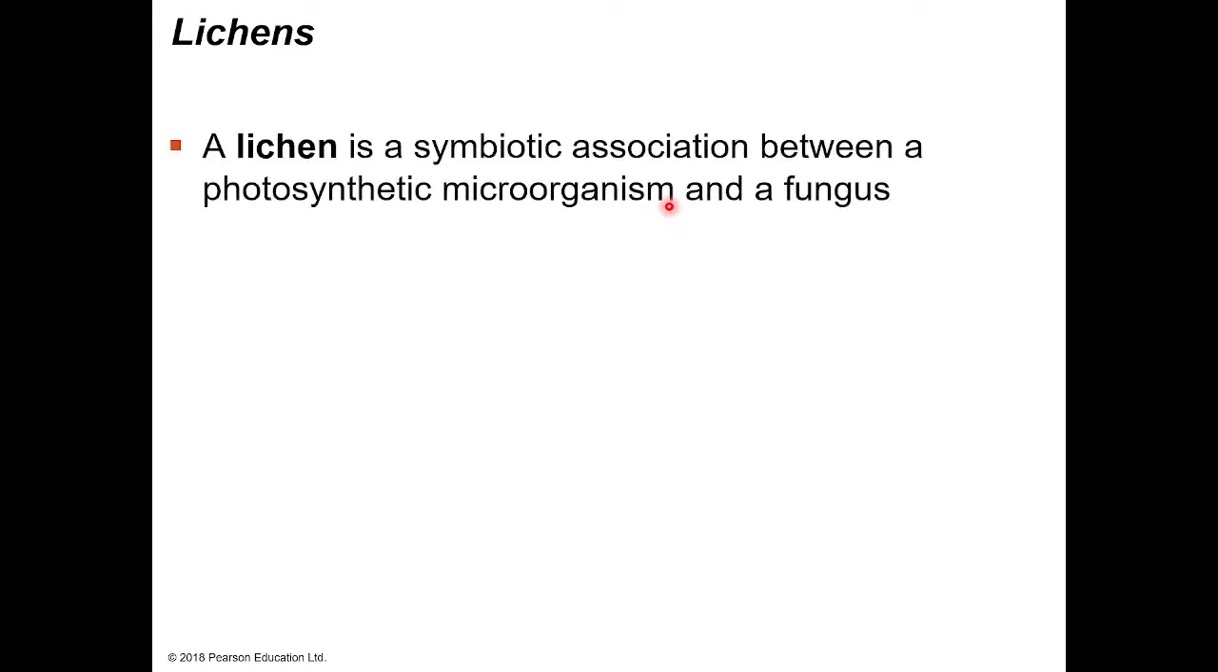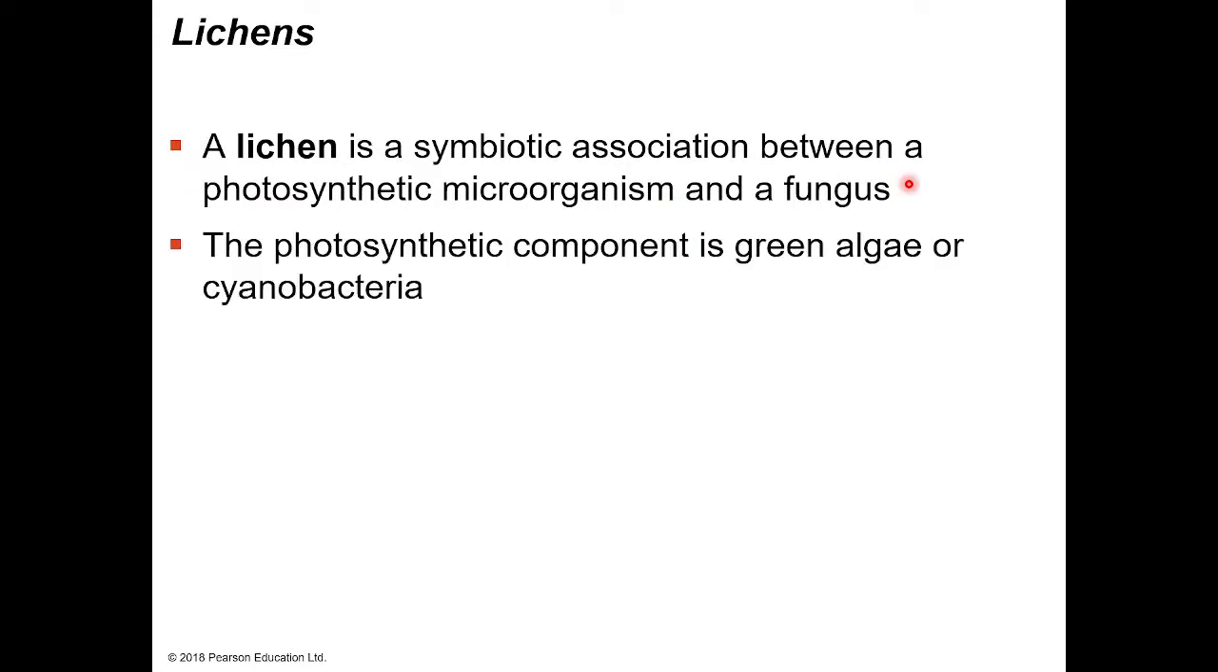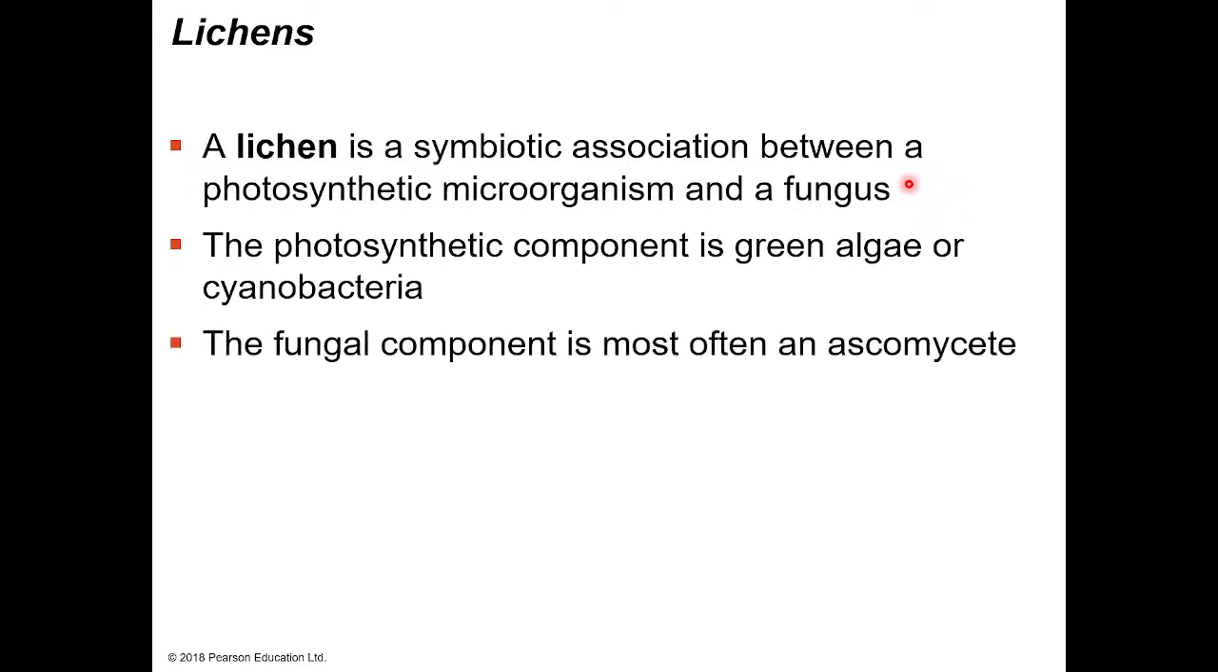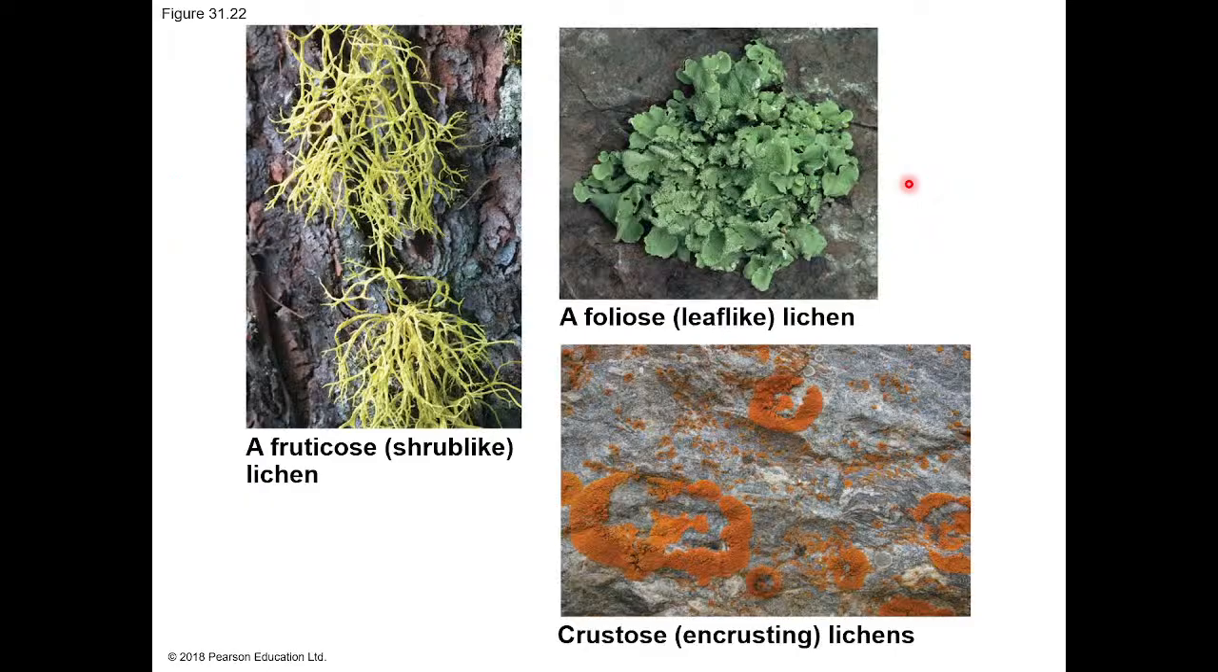Lichens. Actually, that's another group of organisms. A lichen is a symbiotic association between photosynthetic microorganisms and a fungus. The photosynthetic component is green algae or cyanobacteria. The fungal component is most often an asymbiont. Right, these are the lichens.